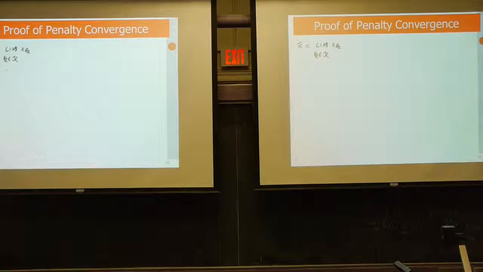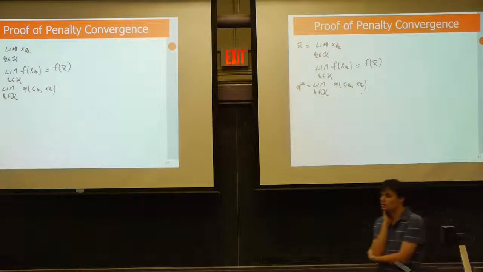So therefore, what is this expression? So xk is going to x bar, f is continuous, then f of xk is converging to f of x bar. And let's define q star as a limit of q ck xk.